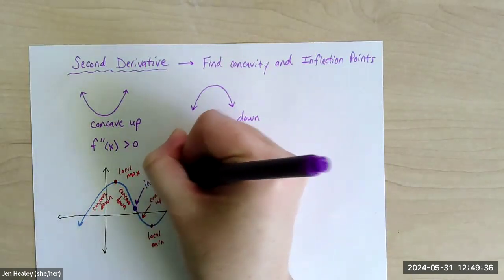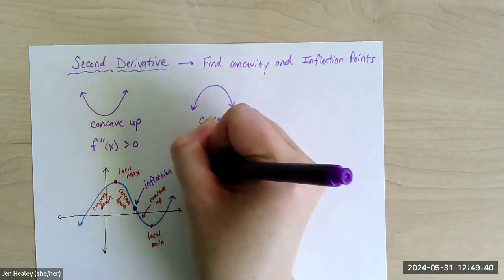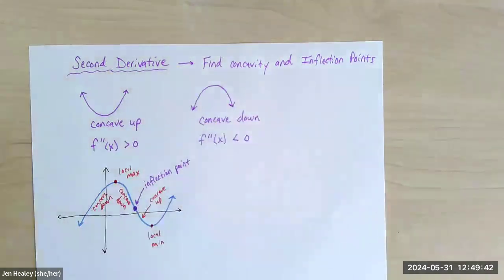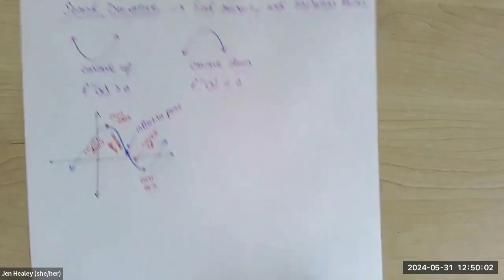Somewhere in here, we have an inflection point where we switch from being concave down to concave up. So we were concave down, but now we're concave up. So somewhere in there, we have a point where it switches, and where we switch from concave down to concave up or vice versa, we call that an inflection point. So in order to find all that stuff, we use what we call the second derivative test.